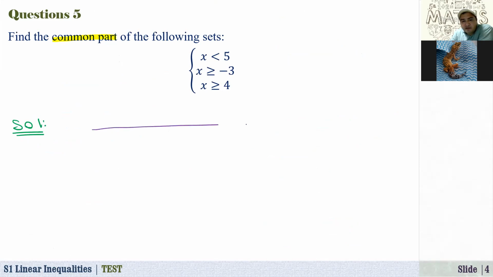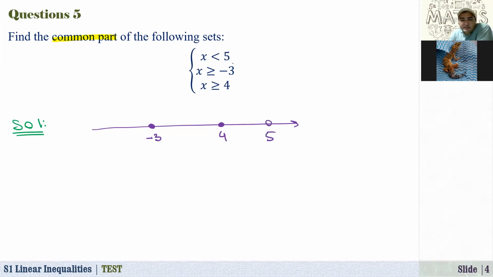So suppose that's our number line. And here we have -3, 4, 5. Which one is the smallest one? -3. So let me just start from here. This one is inclusive. That is -3. And after that, we have 4 here. Also, it is inclusive. And here we have 5. It is not inclusive, 5.